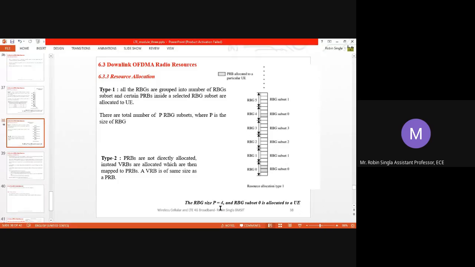Okay. Now type 2. In type 2 resource allocation, physical resource blocks, PRBs, are not directly allocated. Instead, virtual resource blocks, VRBs, are allocated, which are then mapped to PRBs. And the VRB is of the same size as the PRB. Okay, this is your type 2.